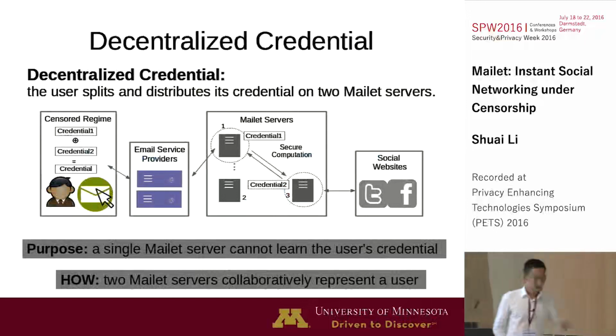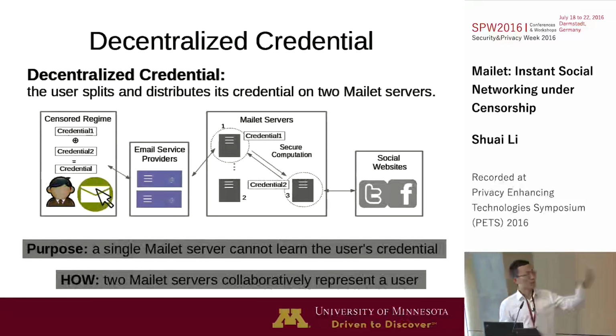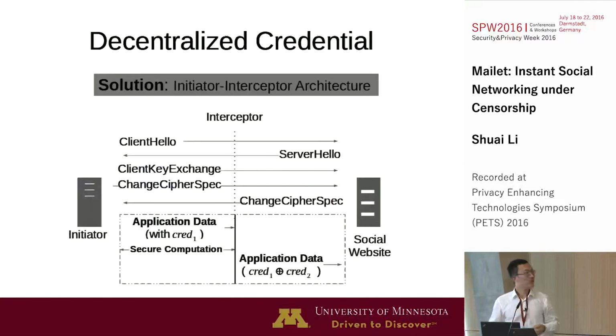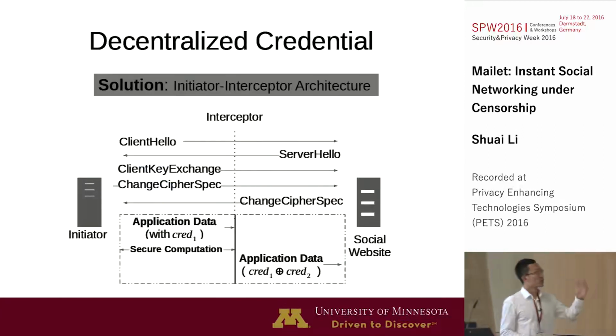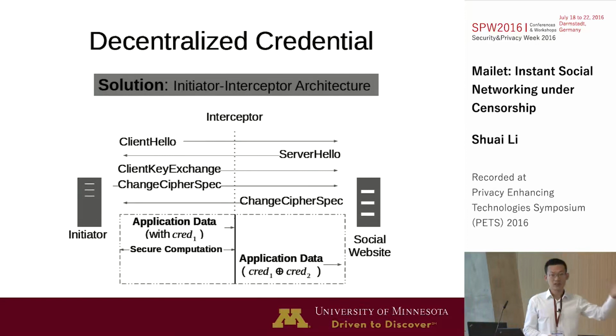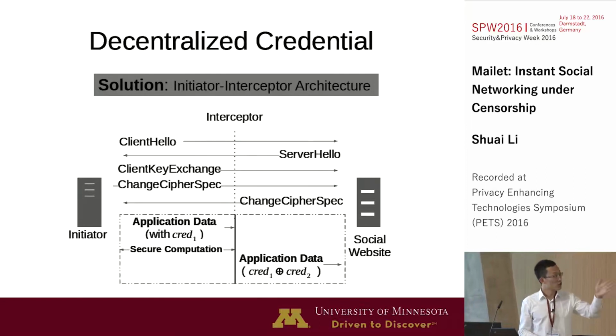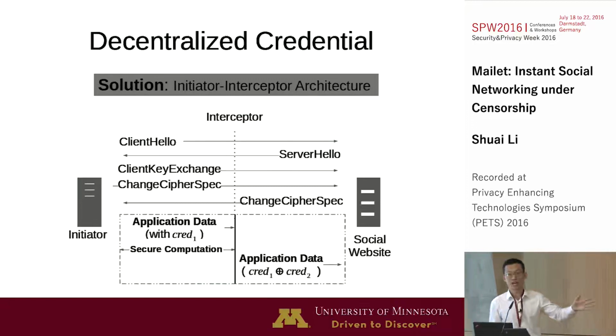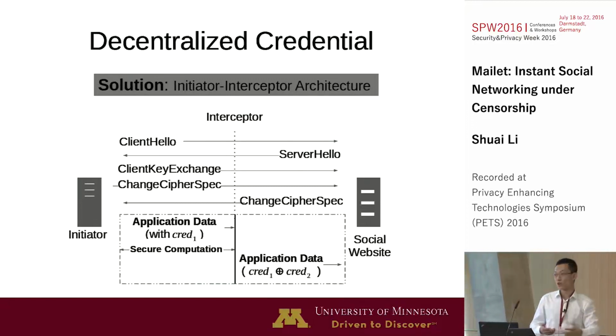So we will talk about the decentralized credential. We split the credential, and the problem is how we combine the credential together. So we adopted the interceptor-initiator architecture. The initiator starts the connection to Twitter, but this traffic is relayed by the interceptor. The interceptor will find the application data, which includes part of the credential, relay the traffic, stop there, and try to do a secure computation with the initiator to recover the credential.